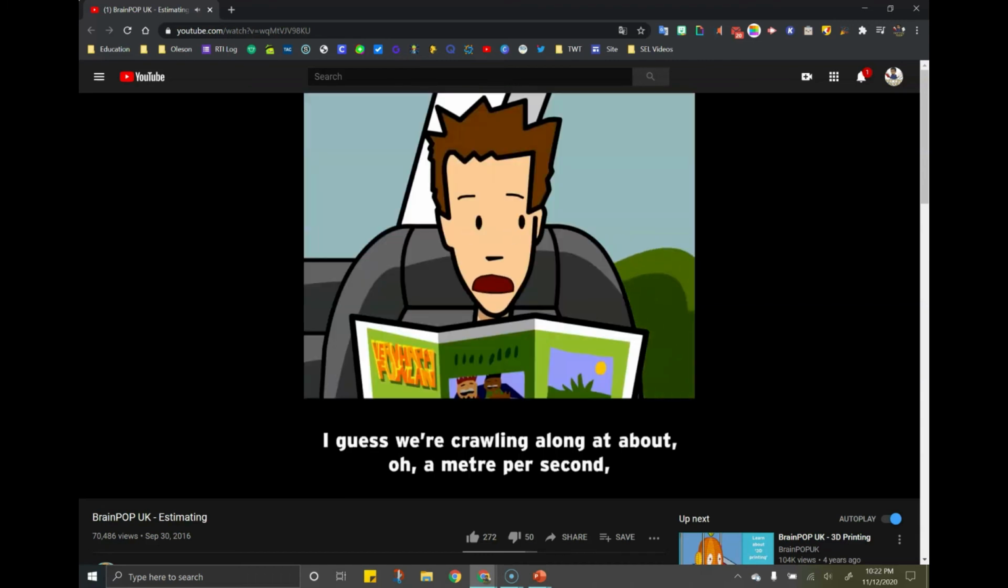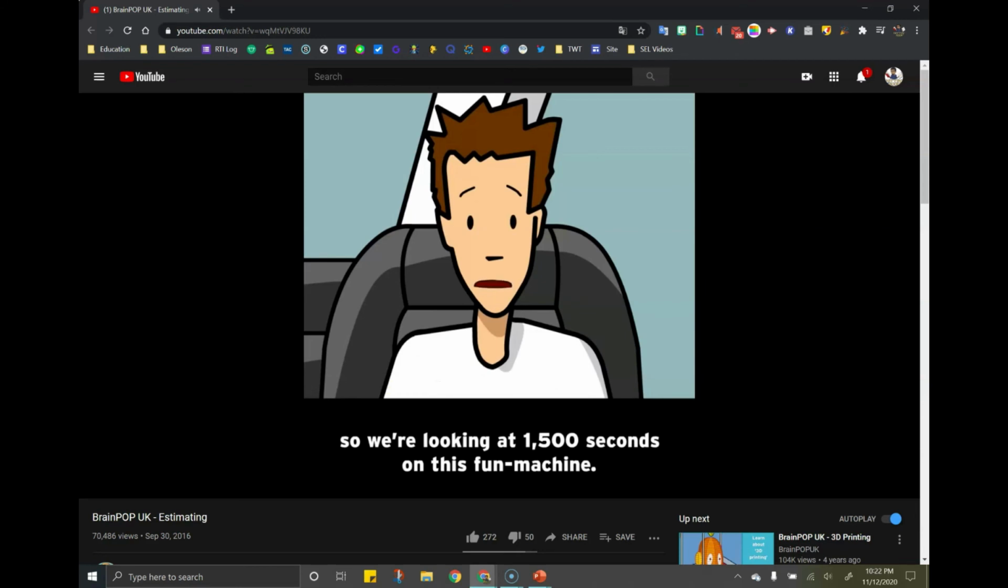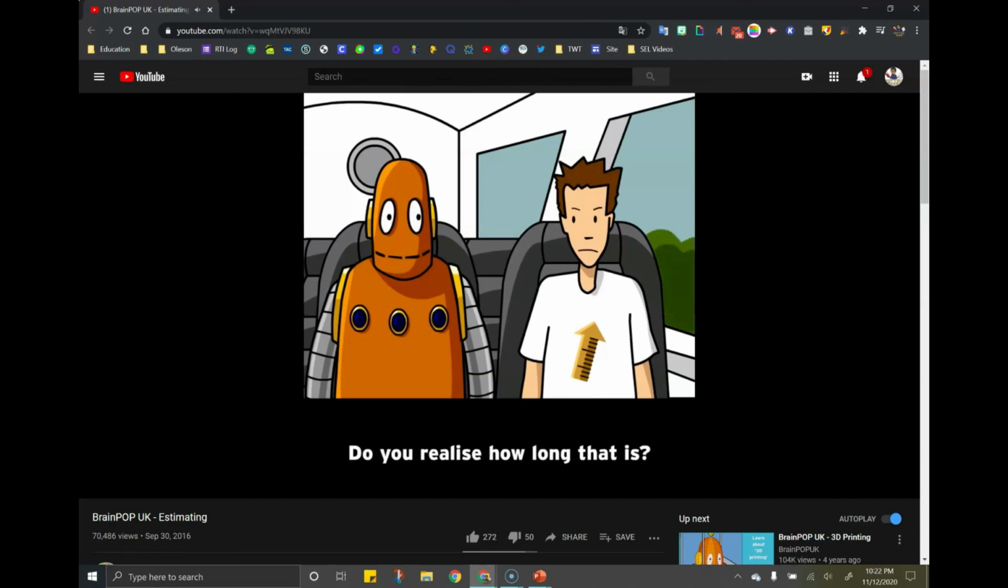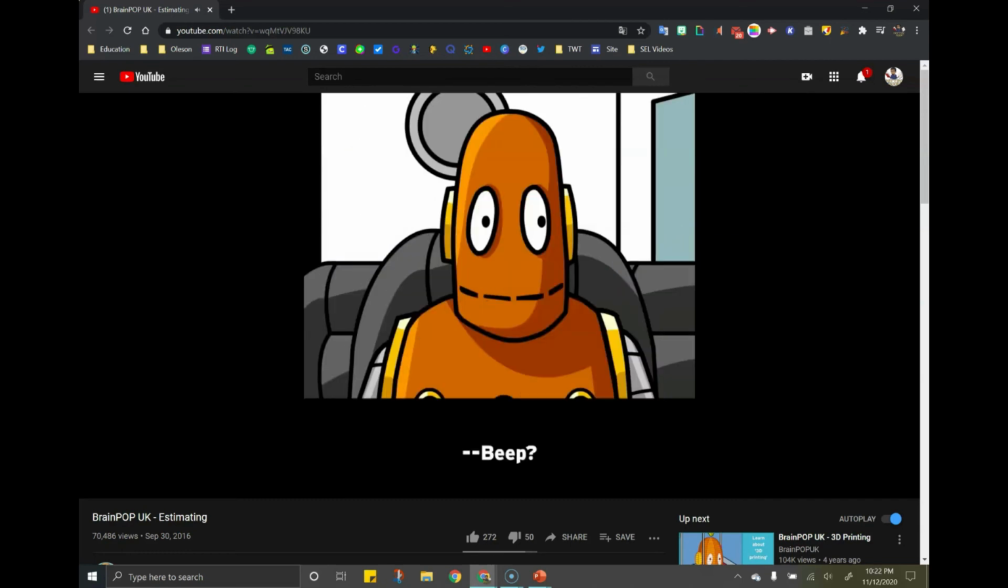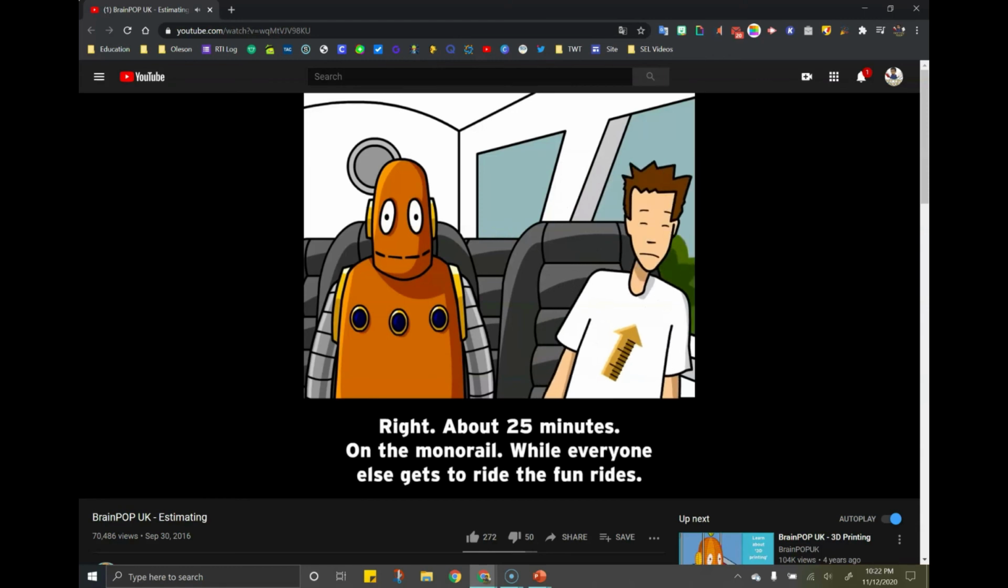I guess we're crawling along at about a metre per second, so we're looking at 1,500 seconds on this fun machine. Do you realise how long that is? Right, about 25 minutes, on the monorail, while everyone else gets to ride the fun rides.